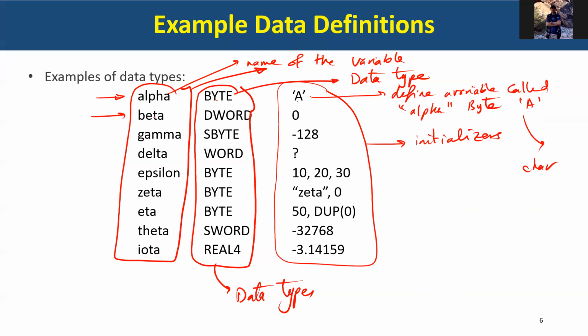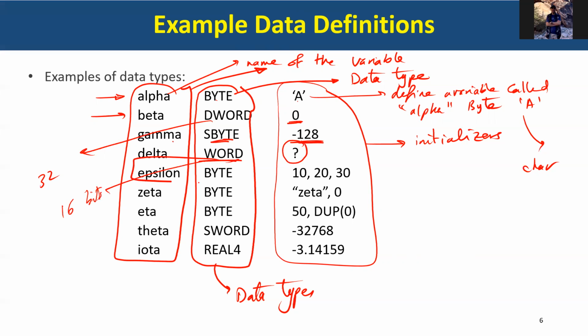Another example, beta, double word, which means a word is 16 bits. So this will be a 32-bit unsigned integer, and you put 0 as initial value. Gamma, signed byte, and you put -128 as a value. Delta is of type word, so it's 16 bits, and you wish here not to put any initial value, so you must put the question mark.